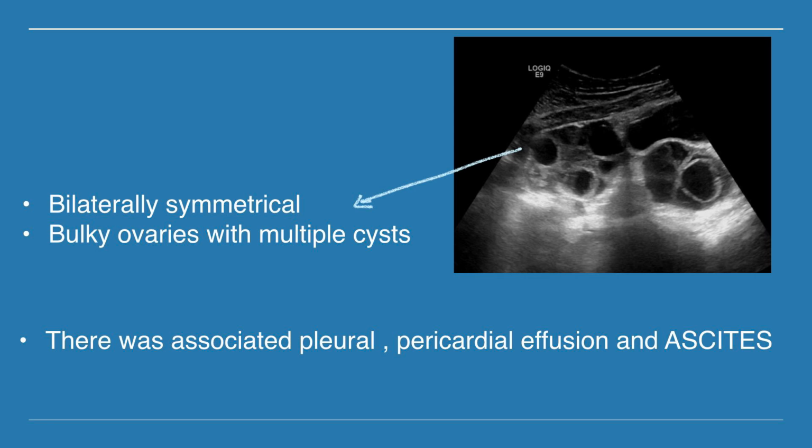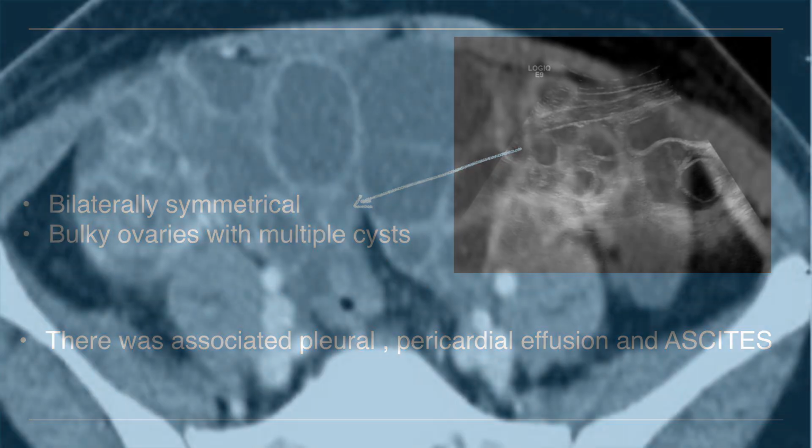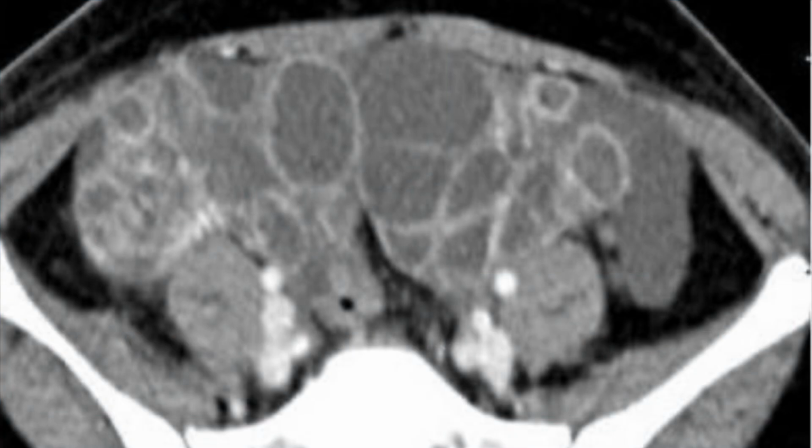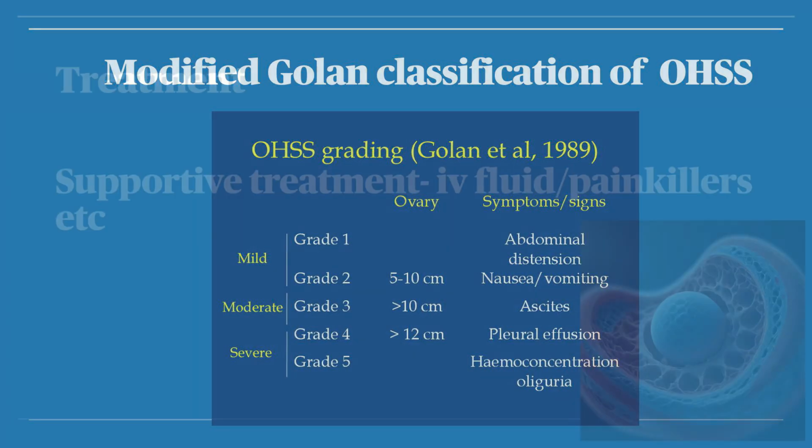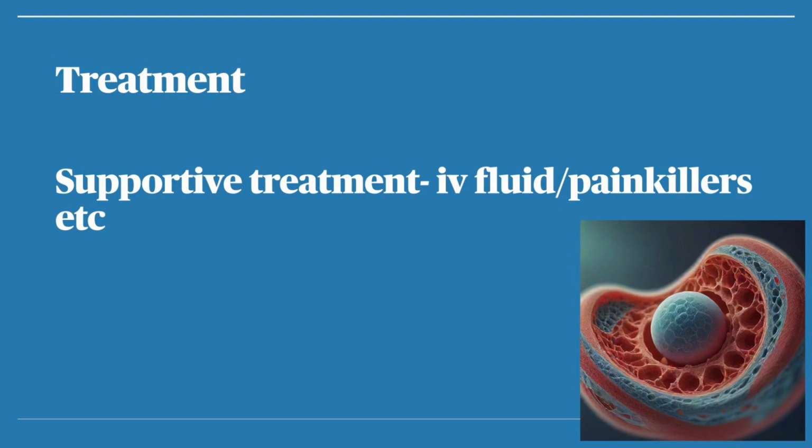Now, for more fine reporting, you should give grading of ovarian hyperstimulation syndrome. The grading criteria is according to the modified Golan classification for OHSS. It classifies OHSS into 5 grades. And lastly, what is the treatment of this condition? So there is no specific treatment prescribed. You just have to give supportive treatment to the patient: IV fluids, painkillers, etc.